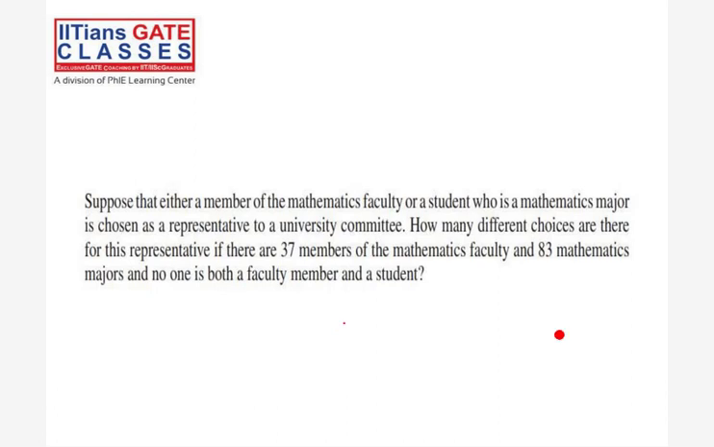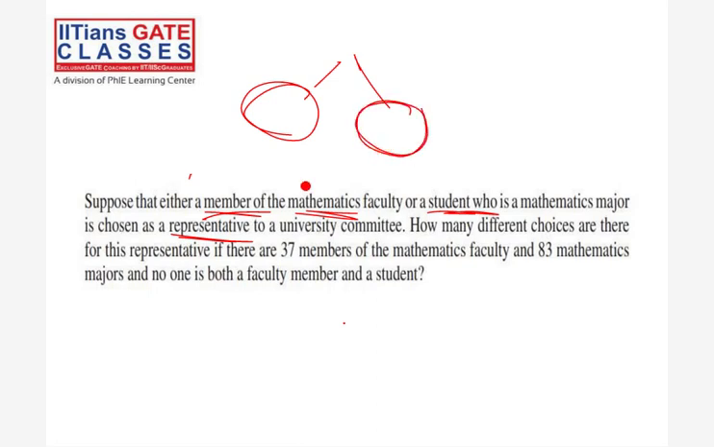So Sanjeev, have you tried, or is there some problem? Okay. So basically, this is the same example. Suppose either a member of the mathematics faculty or a student is chosen as a representative. So basically we have some mathematics faculty and some students, and one of them is chosen as a representative for some conference. How many different choices do we have for the representative if there are 37 members here and there are 83 students here?